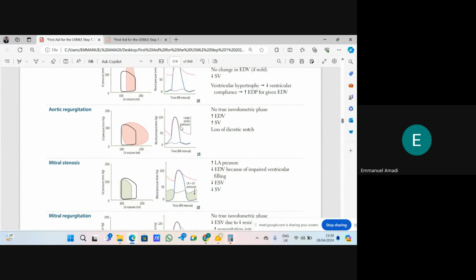Now, once your end-diastolic volume goes up, the heart is garbage in, garbage out. The stroke volume will go up. Like I've said, you will never have that isovolumetric contraction and isovolumetric relaxation.